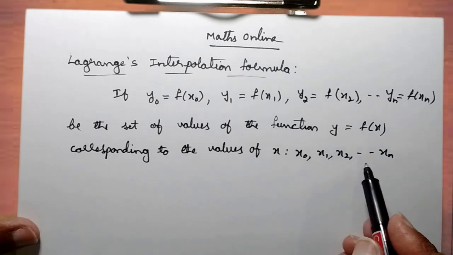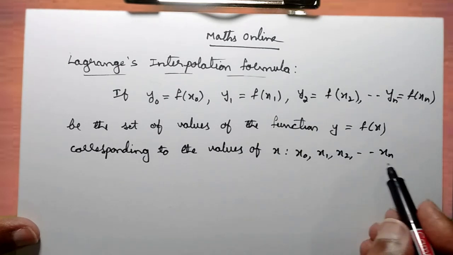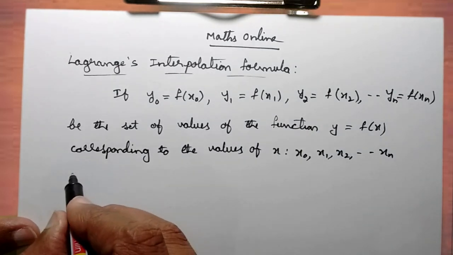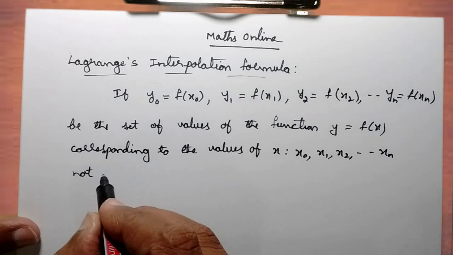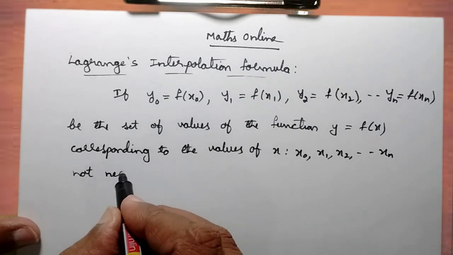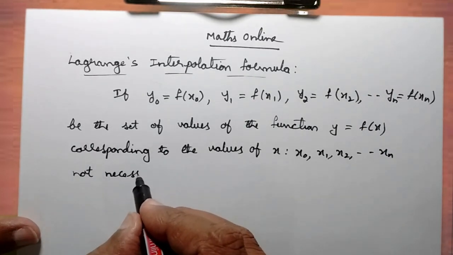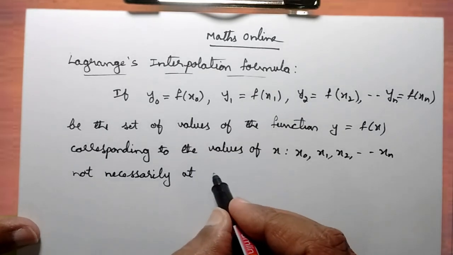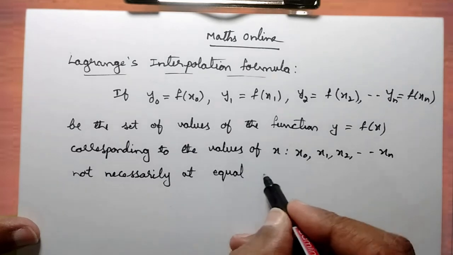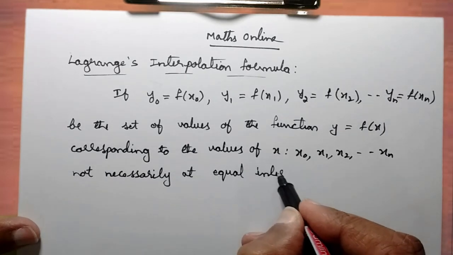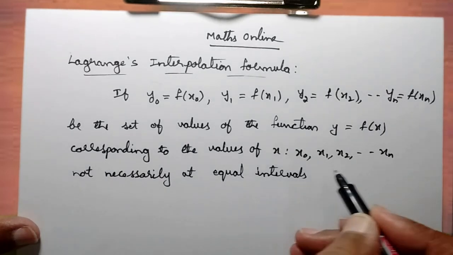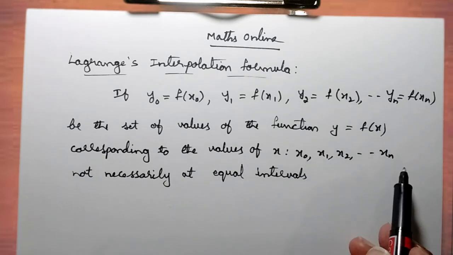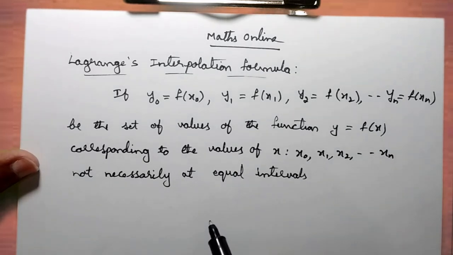Values of x0, x1, x2, x3 and so on. It's not necessary for these values to be at equal intervals. So these values are not at equal intervals, and then we can use the Lagrange interpolation formula.